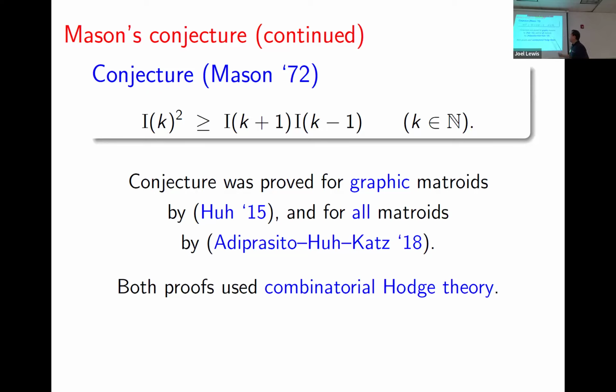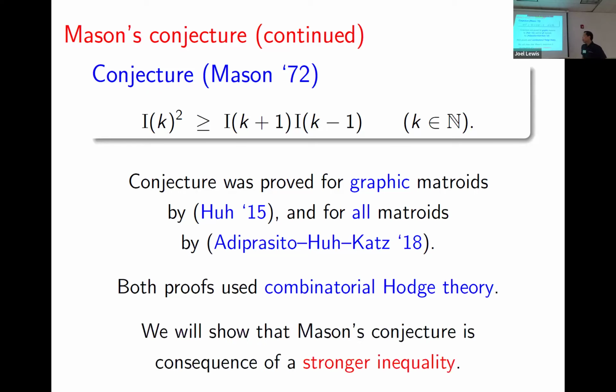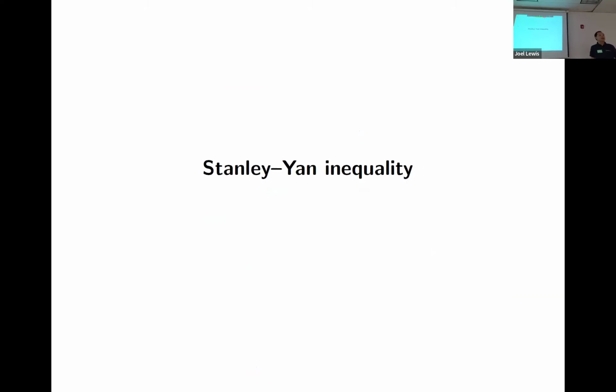All of this proof, all the ideas and techniques, are now called the combinatorial Hodge theory. Now, between 2018 and now, 2024, in these 6 years, many mathematicians have looked at this conjecture again, and there are now, I think, at least 4 or 5 different proofs of this result. Today I want to focus on one of them, which views Mason's conjecture as a special case of a slightly more general inequality. This inequality is called the Stanleyan inequality in the literature.